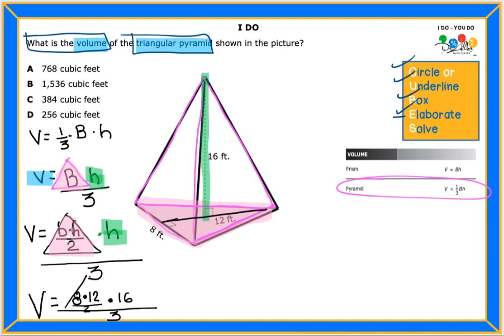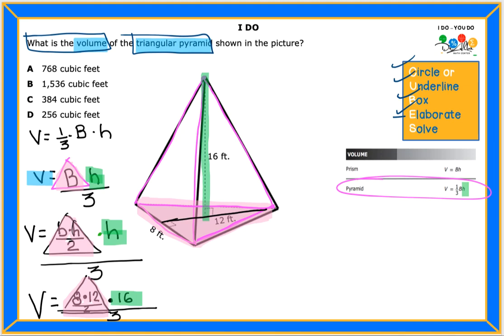Now, so we can keep track of everything, I'm going to look at my shapes. This 8 times 12 divided by 2 is this area in here. The 16 is the height of the prism. And divided by 3 is because we have this 1/3 in front of the formula.